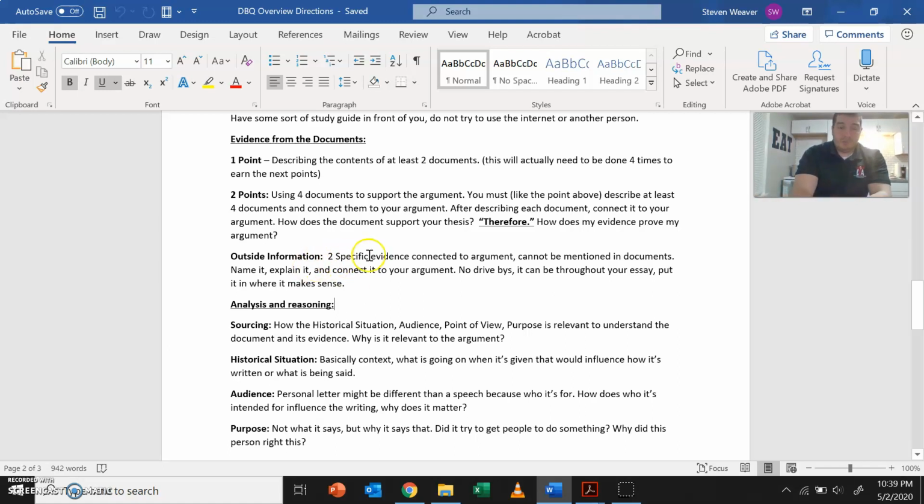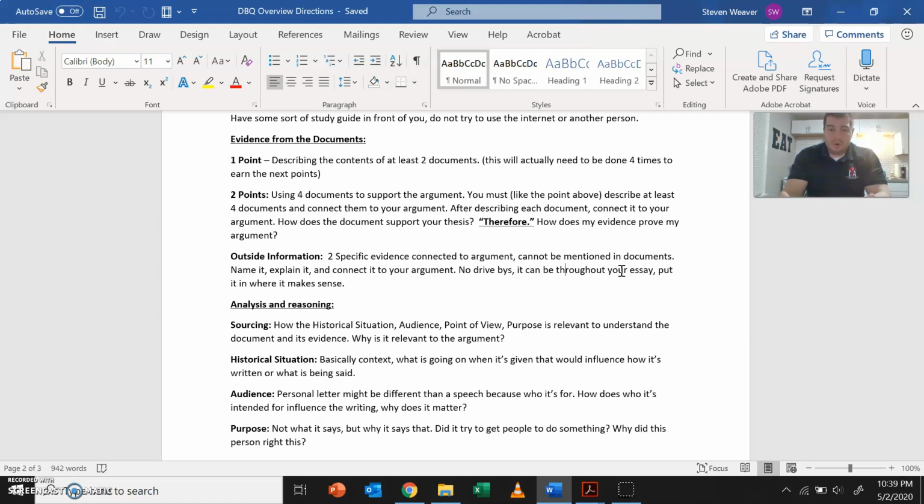So again, two specific points for this, and I think these are pretty easy points to get because you all know so much about history at this point. So two specific pieces of evidence connected to the document, connected to the argument. They cannot be mentioned in your documents. So don't try to take information from one of the documents and use it as your outside information. The graders know the documents also well, so they're going to realize it's not outside information.